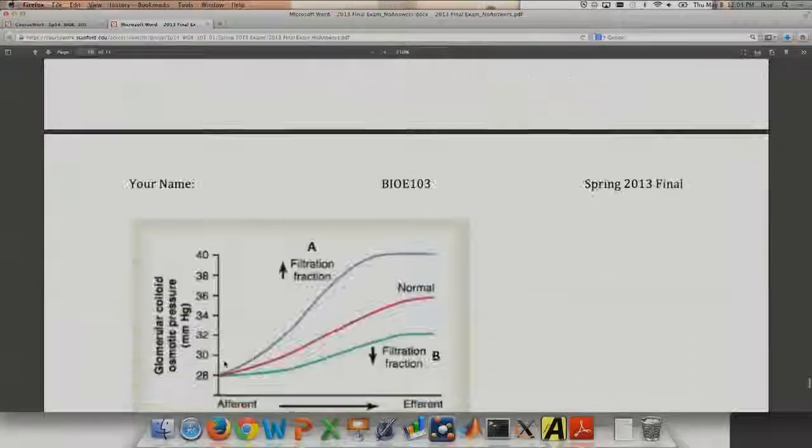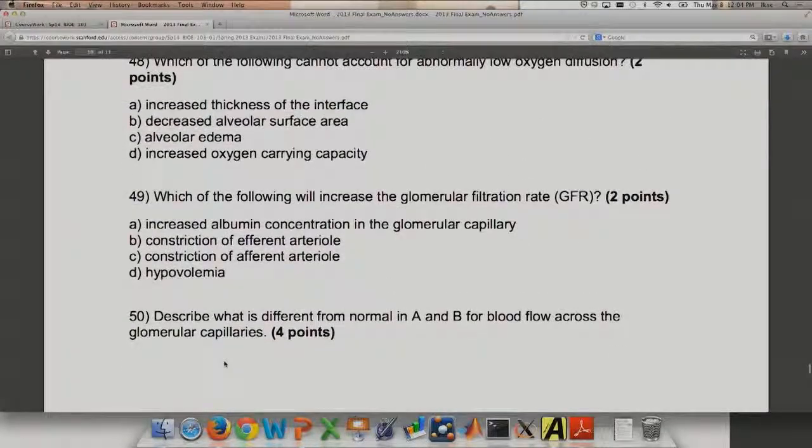Okay, I'll do one more and then we have to stop because we have to do the evals. So 49, which of the following will increase the GFR, which is the glomerular filtration rate? Increase albumin concentration, constriction of efferent, which is the exiting arteriole, constriction of afferent, which is the incoming arteriole, or hypovolemia. I don't think we covered this in class.